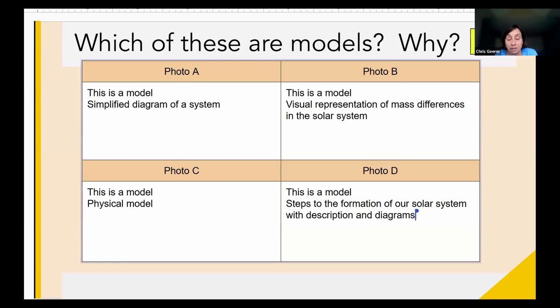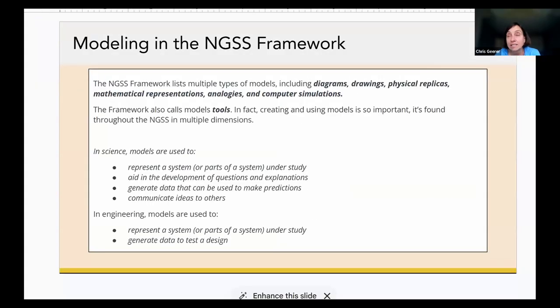And team 3 also thought all of them were models for good reasons. Photo C is a physical model, right? So I would say that all of these are models. They're not all conceptual models necessarily. They're not all system models. But when you look at the NGSS framework, the framework lists models as diagrams, drawings, physical replicas, mathematical representations, chemical equations or chemical representations, analogies, and computer simulations. These are all forms of models, and models are tools.